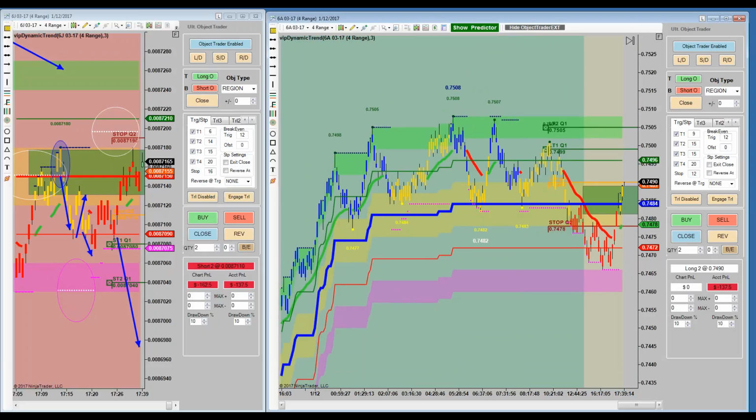So either bar close or region would have gotten you in pretty much at the same place, because as we were drawing this, we had bar close activated. The overwhelming majority was to box it and let both sides trade.